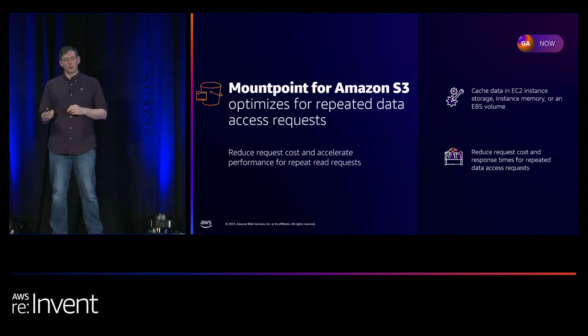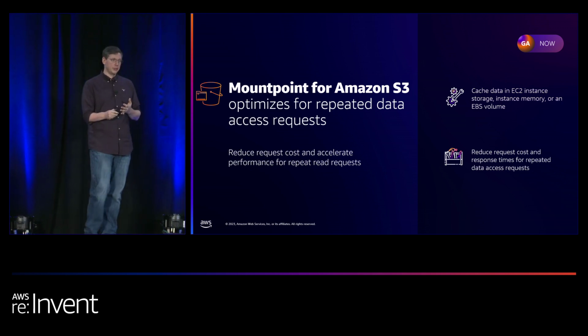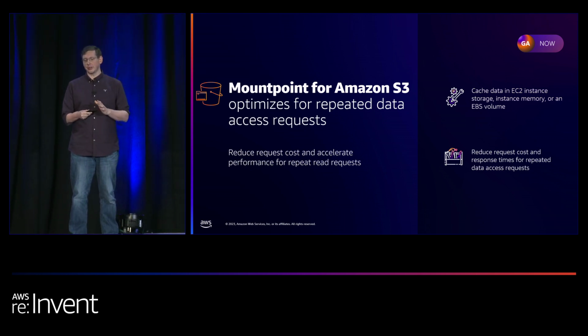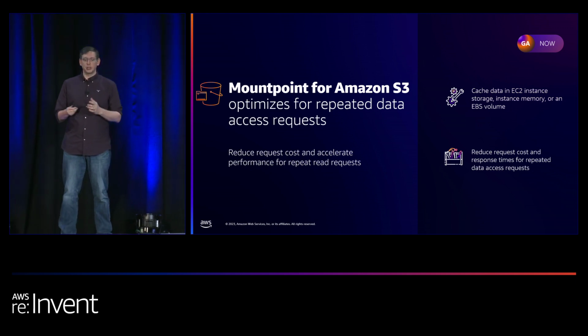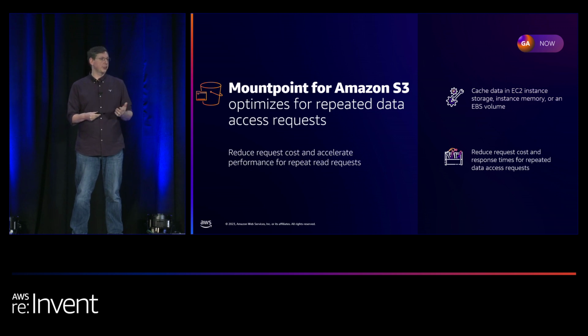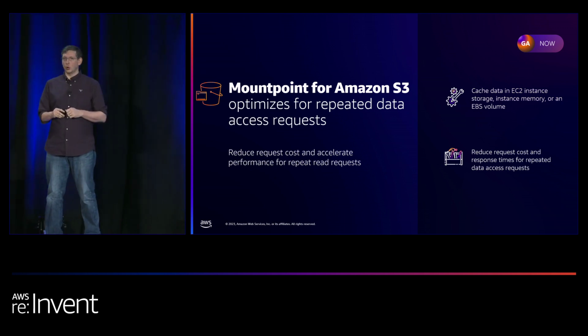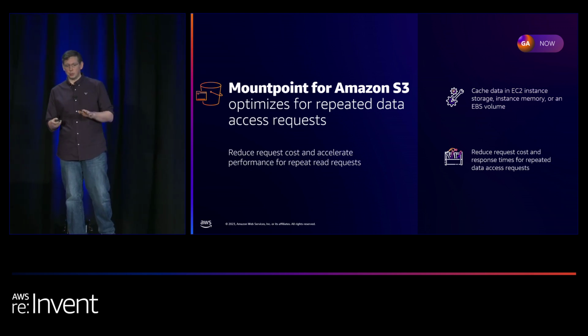Just last week, we also announced that you can now store your S3 objects or cache your S3 objects on EC2 instance storage, instance memory, or an EBS volume to reduce the cost of repeated data access and further accelerate your workloads. This feature is really perfect for workloads that repeatedly access the same data in S3 multiple times. And like everything else with Mount Point, we really wanted it to be plug and play, where the only thing you need to do to take advantage of it is when mounting your bucket, specify a directory for us to save objects into, and Mount Point takes care of the rest.